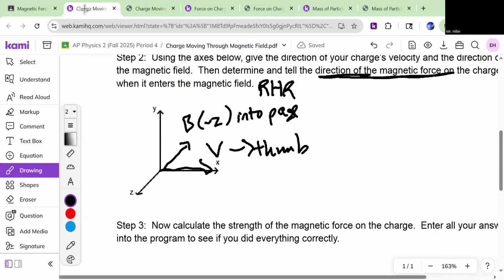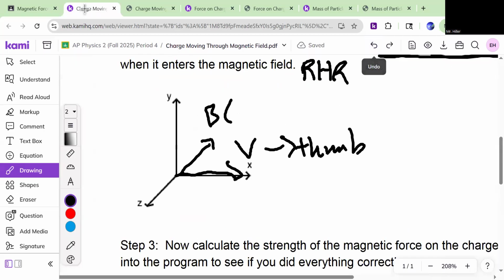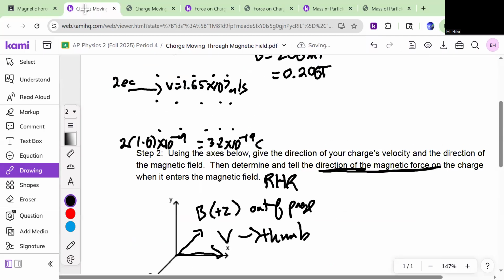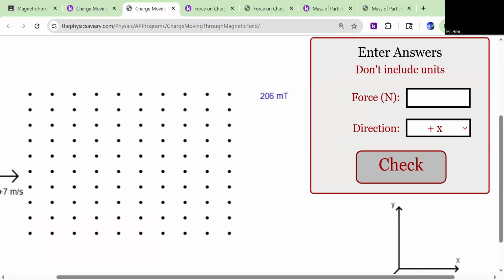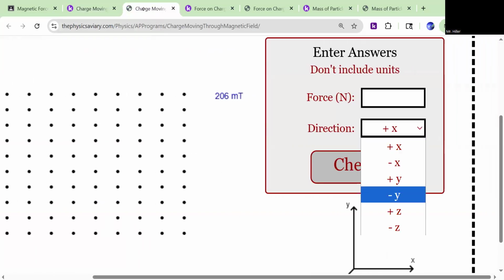Sorry, that is incorrect. Dots means out of the page, positive z direction. So what I would do is I would put my fingers coming out of the page, my thumb pointing to the right, and I can see my pencil tip is pointing straight down. So my force is going to be in the negative y direction. My force is down. But in the program, you're going to have to put it like that. So I'm going to go to direction, I'm going to select negative y. So I've got my direction intact.